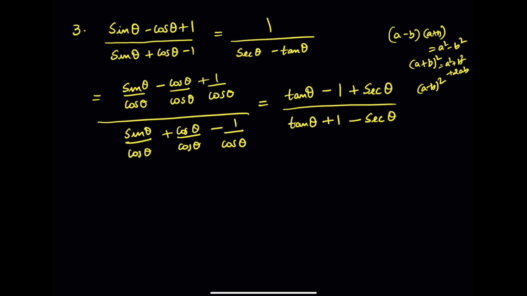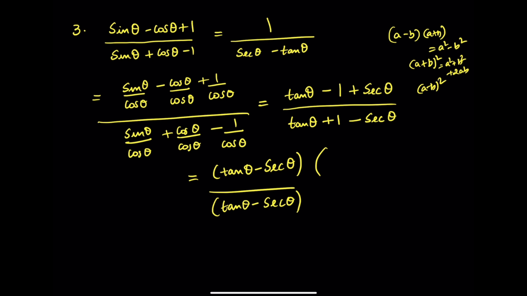For example, cos square theta plus sin square theta is equal to 1, or 1 plus tan square theta is equal to secant square theta. So now what we can do is, if we apply that approach, let us multiply and divide this equation by tan theta minus secant theta. So what we can do is tan theta minus secant theta divided by tan theta minus secant theta. So this is nothing but 1.